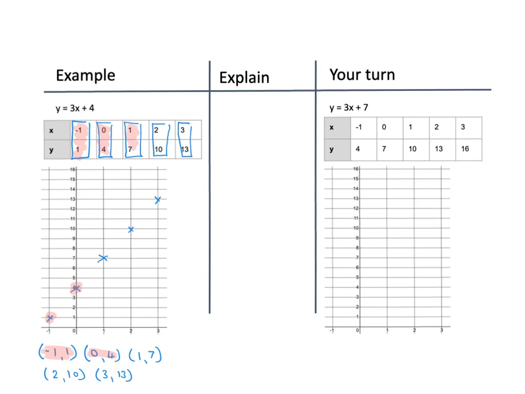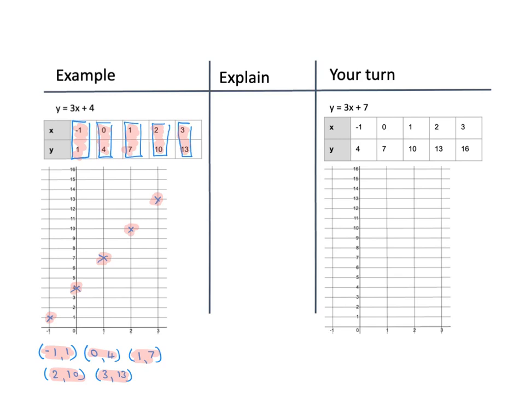The third set of coordinates, x is 1, y is 7: 1 along, 7 up. X is 2, y is 10: 2 along, 10 up. And finally, x is 3, y is 13, corresponds to the coordinate 3, 13. 3 along, 13 up, gives us this point here.